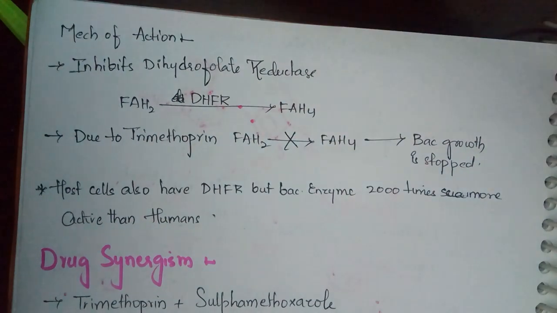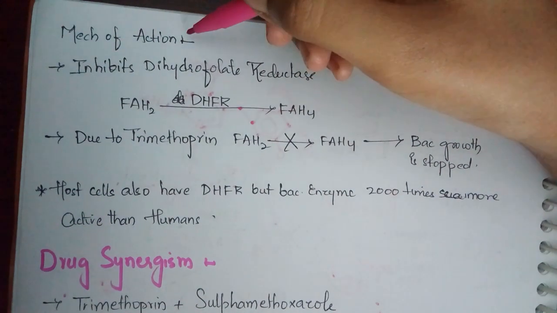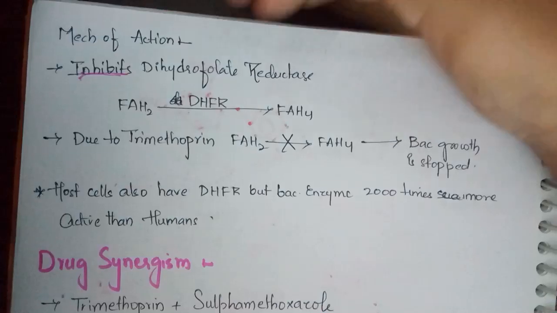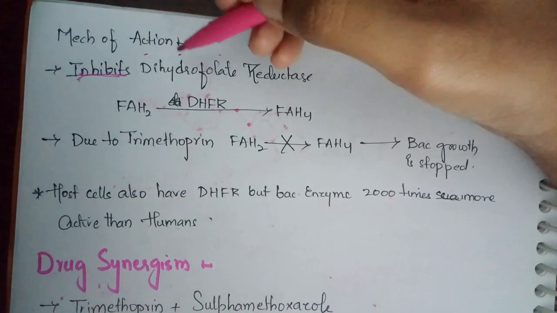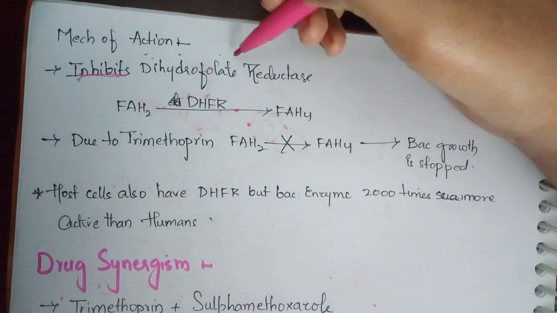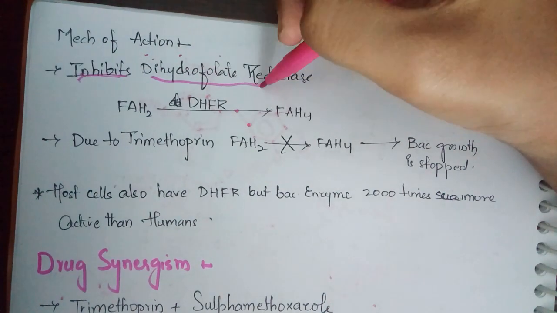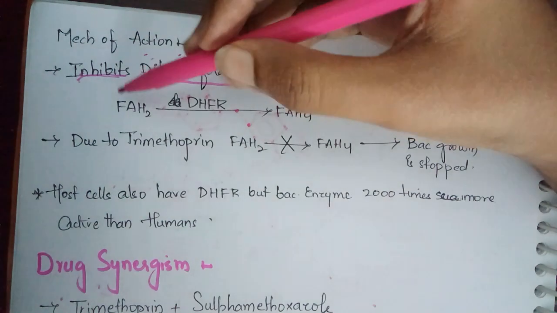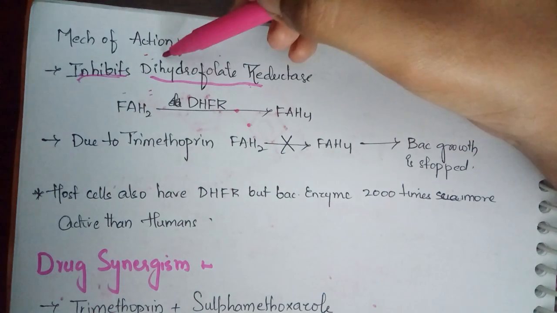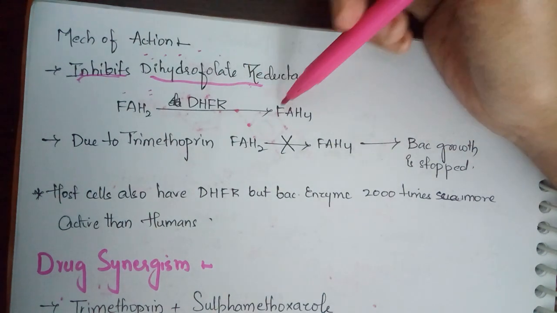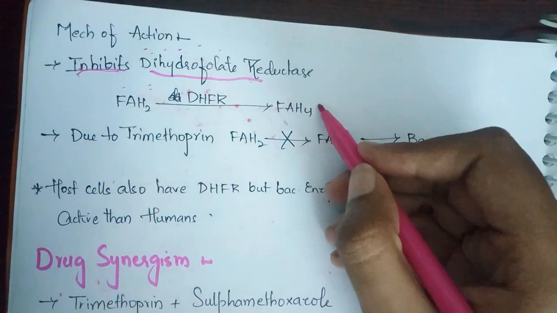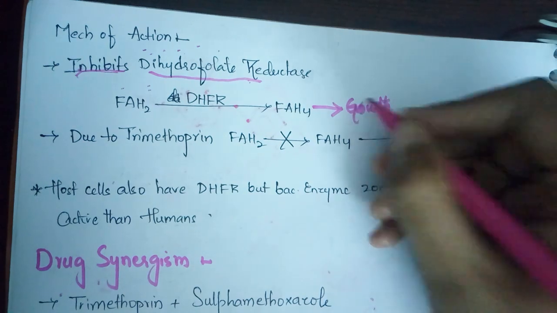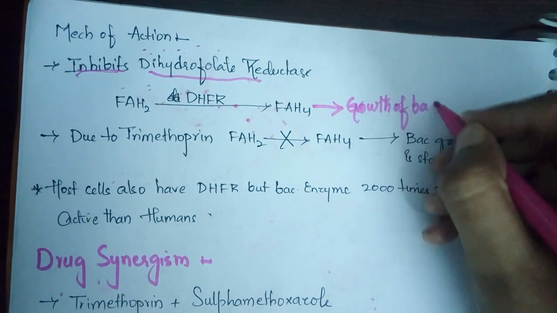Next topic is mechanism of action of trimethoprim. This drug trimethoprim inhibits dihydrofolate reductase. This dihydrofolate reductase is used in the synthesis of tetrahydrofolic acid. Now, this dihydrofolic acid, in the presence of dihydrofolate reductase, is converted to tetrahydrofolic acid. This tetrahydrofolic acid is required for growth of bacteria.